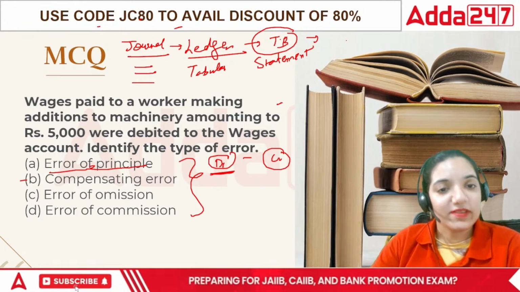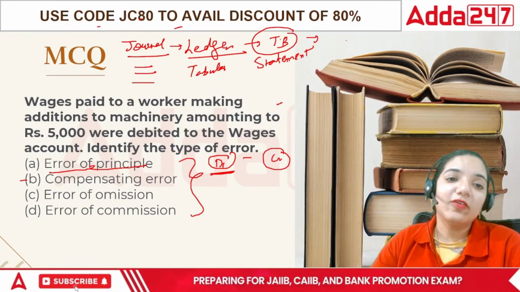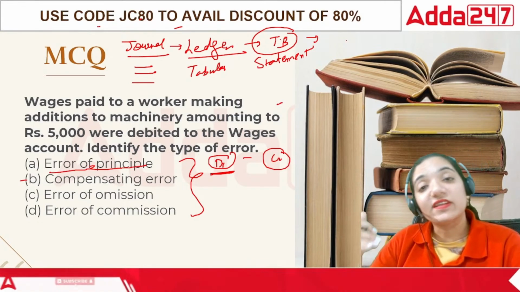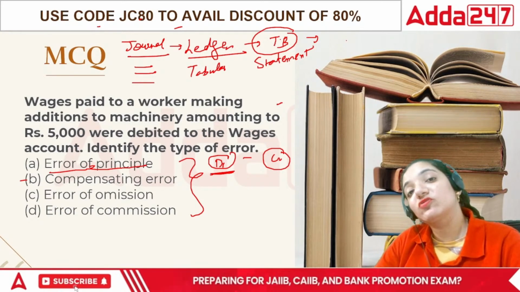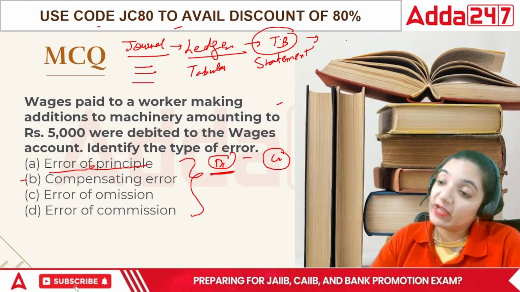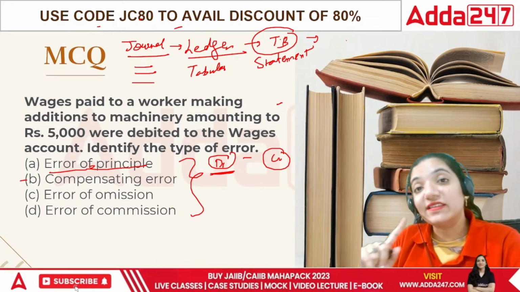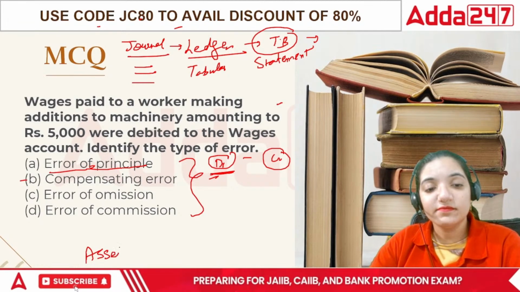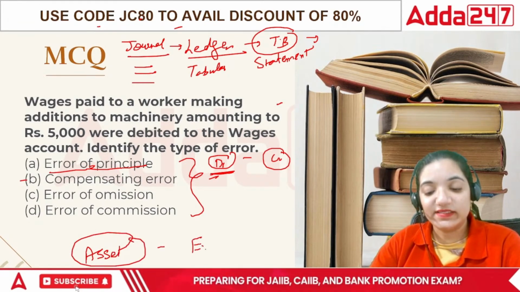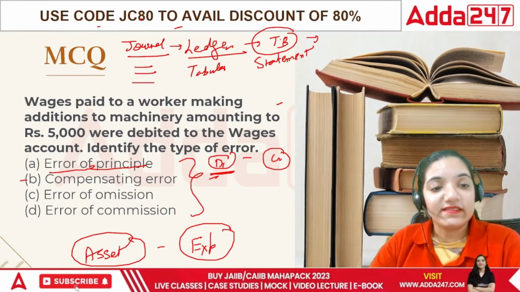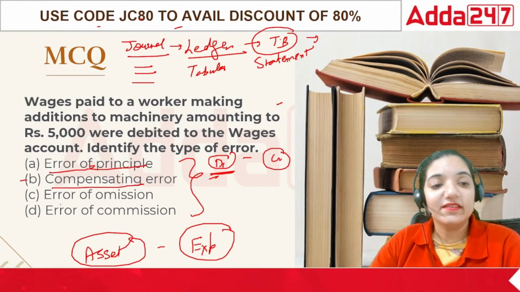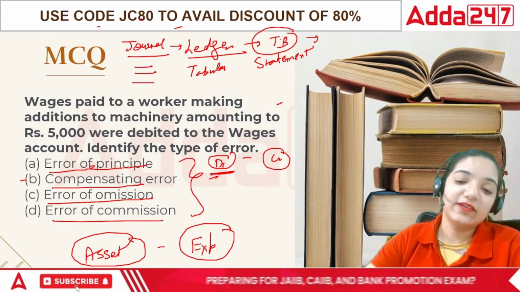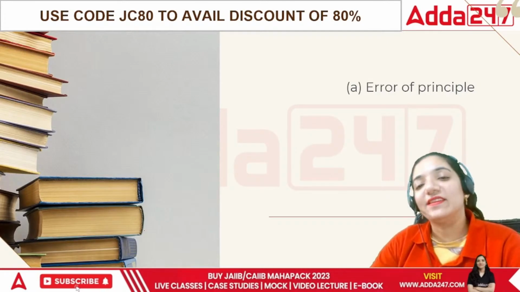In this case it is actually that only. Since we were building our machinery for 5,000 rupees, but somehow we wrote it as if we have given wages to the person. We are not paying wages, we are actually building a machine. So that means it is an asset to us. So in this case, an asset is noted down as an expense. Is it error of principle, compensating error, error of omission, or error of commission? In this case, the correct answer would be error of principle.